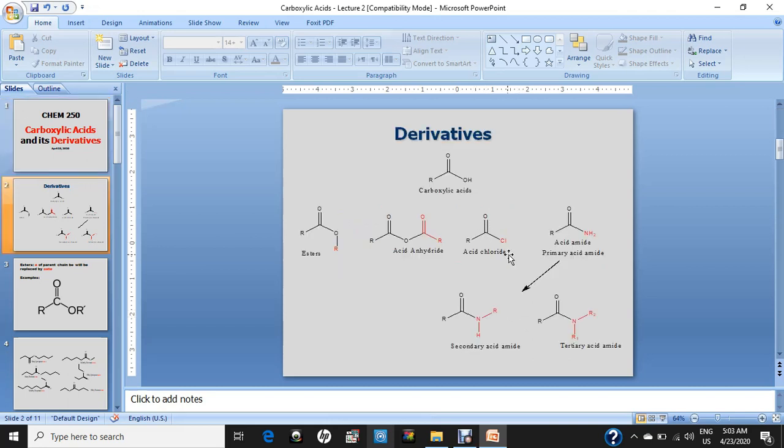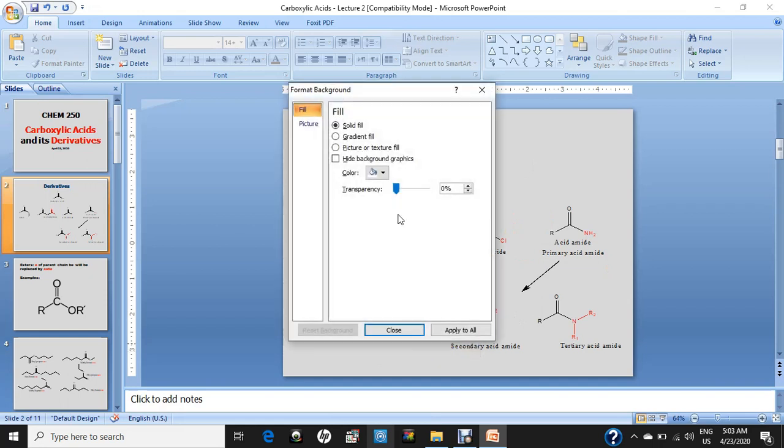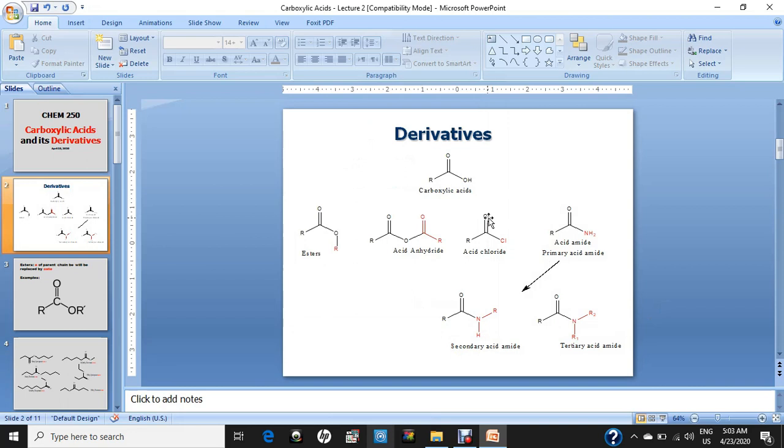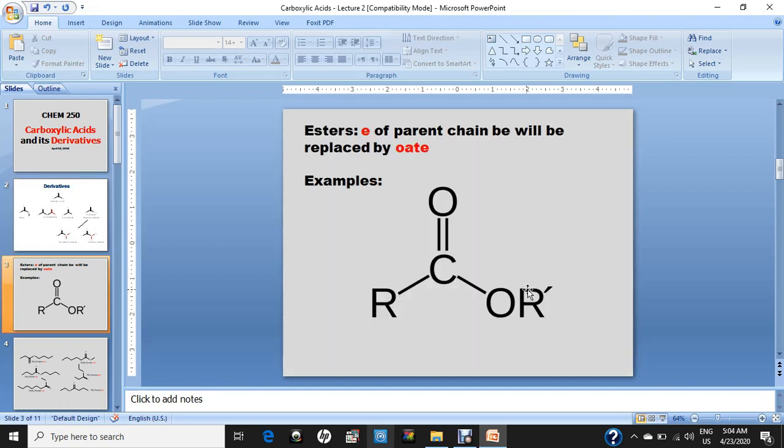So in the last lecture we were discussing carboxylic acid and its derivatives. Let me change its background. Much clearer. So we have carboxylic acid and these are the derivatives. Last time we were discussing the naming of carboxylic acids. We have 3-4 rules for how to name carboxylic acids. Today we are going to start with esters, then acid anhydride, acid chloride, acid amides. They have 2-3 types. So let us go one by one.